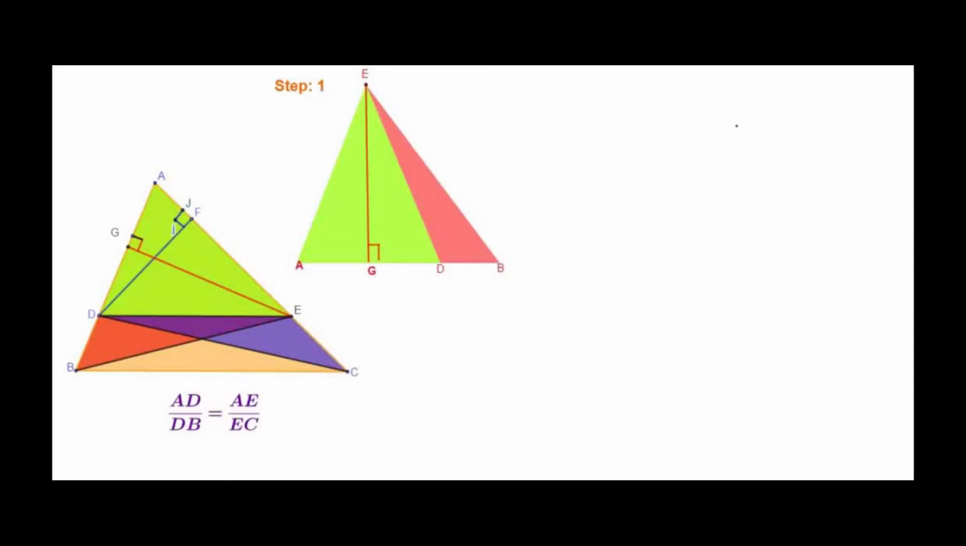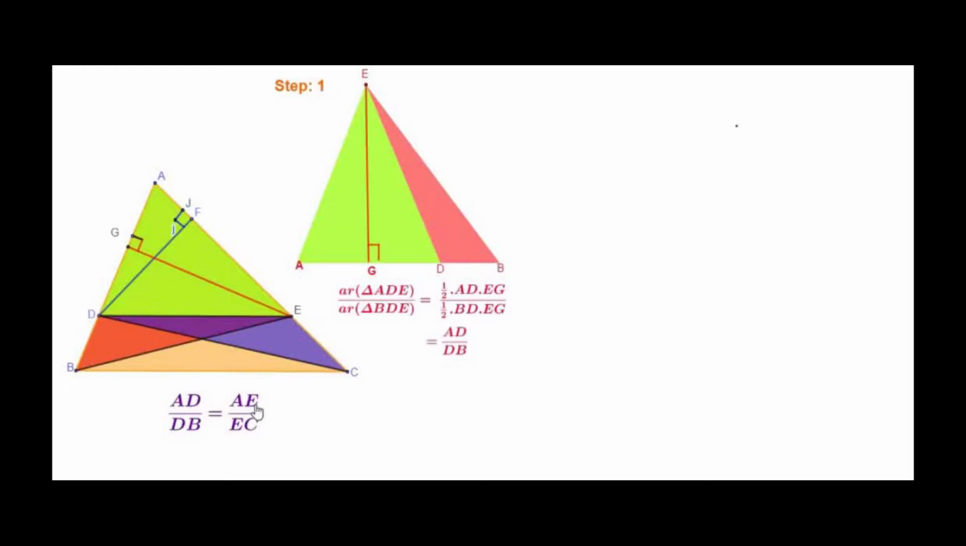Now let us take the ratio of their areas. Area of triangle ADE by area of triangle BDE is equal to half into AD into EG. For the denominator, area of triangle BDE, half into the base BD into the corresponding height EG. Now you know very well, half and half get cancelled, EG and EG get cancelled. Now we will be left with AD by DB.